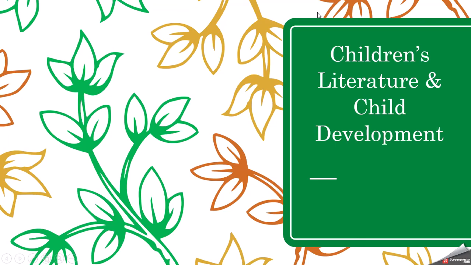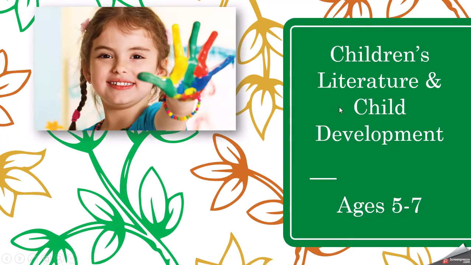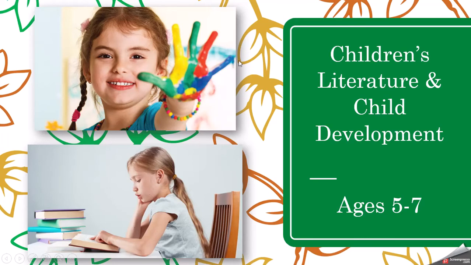So last time, in my first lecture, I gave an overview of the different types of literature for children and young adults and how those in general matched up with some of their developmental needs. So today we're going to take a closer look at child development ages 5 to 7 and the children's literature that meets the developmental needs of the child and how it also reflects the developmental needs of the child.